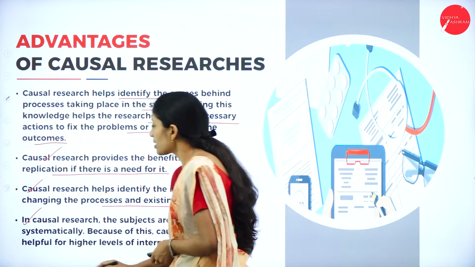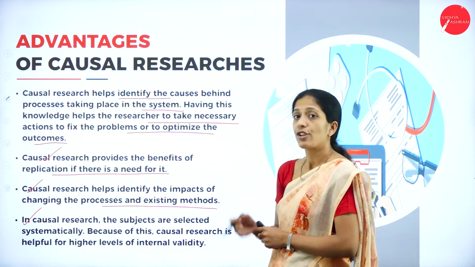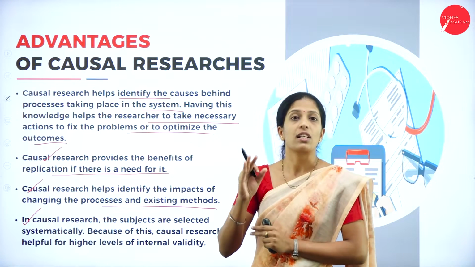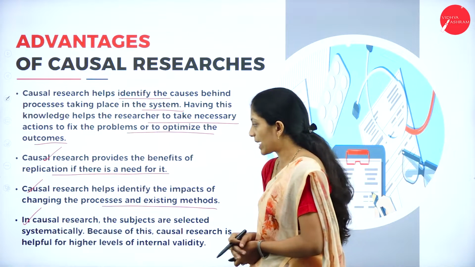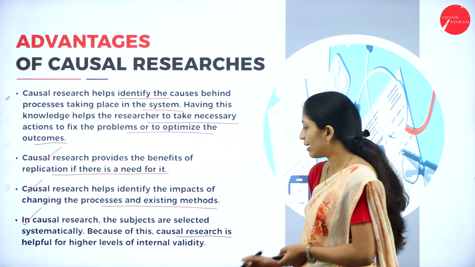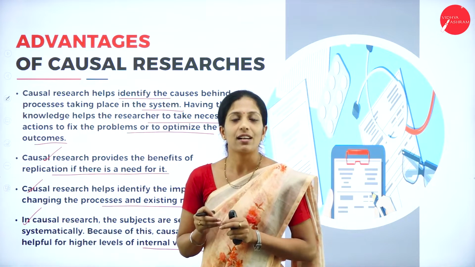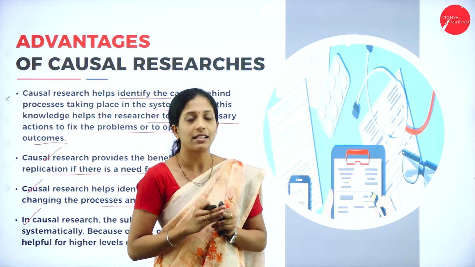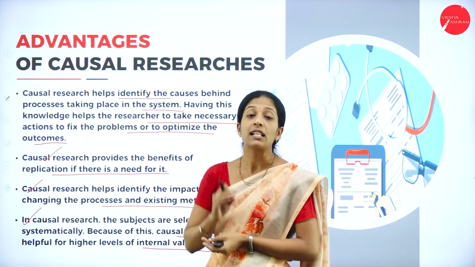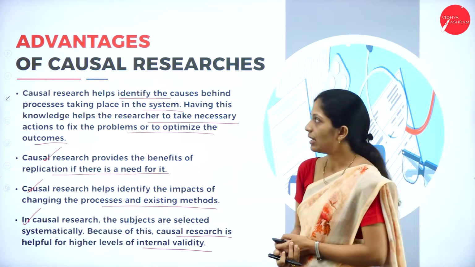And the next advantage: in causal research, the subjects are selected systematically. Here the subjects or the problem have to be selected systematically. In the same way, the respondents have to be selected systematically. Because of this, causal research is helpful for higher levels of internal validity. The results we get under causal research will have higher validity because the whole system of research takes place in a systematic manner. So these are a few advantages of causal research.